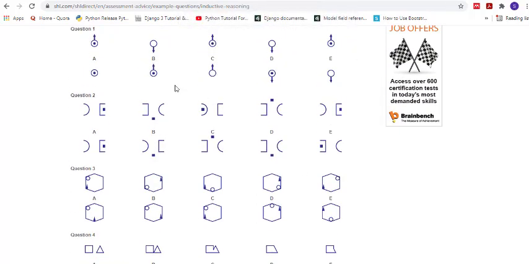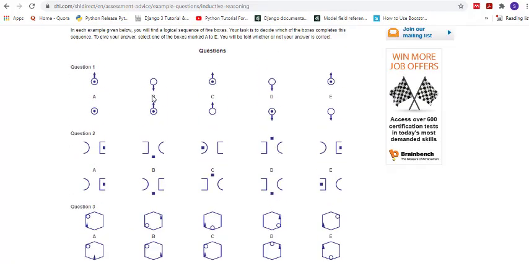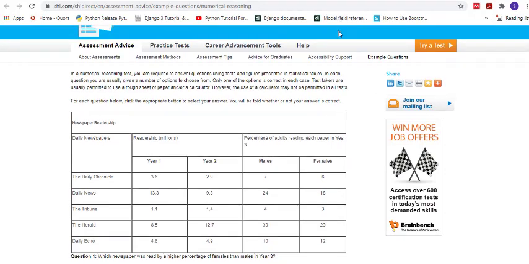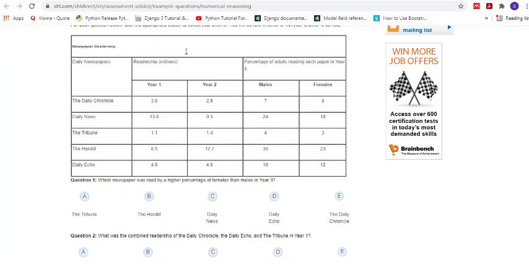Okay. So, practice kayo ng ganito, guys, because hanap-hanap kayo sa internet ng inductive reasoning. Because it enhances your problem-solving skills. For example, again, numerical reasoning. So, given this table, let's answer the questions. So, number 1, which newspaper was read by a higher percentage of females than males in year 3? And you will be thinking, teach, walang year 3. Year 1, year 2 lang.